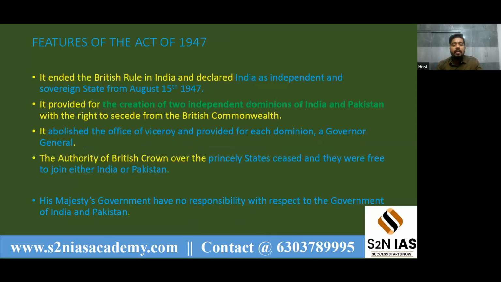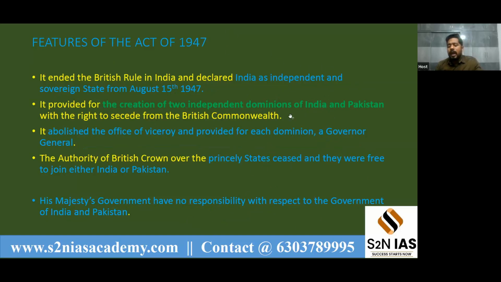Features of the Act: it ended the British rule in India, and India became an independent and sovereign state from 15th August 1947. The creation of India and Pakistan dominions was the reality. It abolished the office of viceroy and provided for each dominion a governor general. For India, a governor general, and for Pakistan, a governor general.